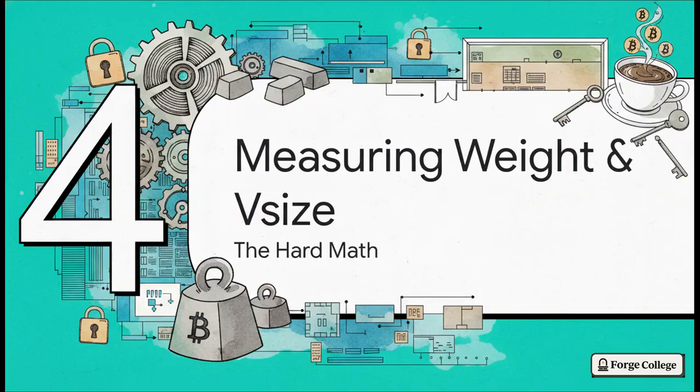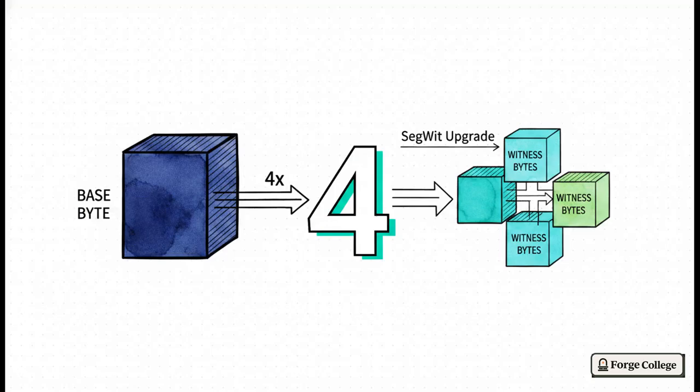Section 4. Measuring weight and vsize. Okay, let's put some hard math behind our analogies. Notice that massive number 4 jumping out right here? Why is this so important? Well, because in the Bitcoin protocol's weight-based accounting, base bytes are severely penalized. A base byte weighs exactly 4 times as much as a witness byte, 4 to 1. This is the literal numeric advantage of the SegWit upgrade.